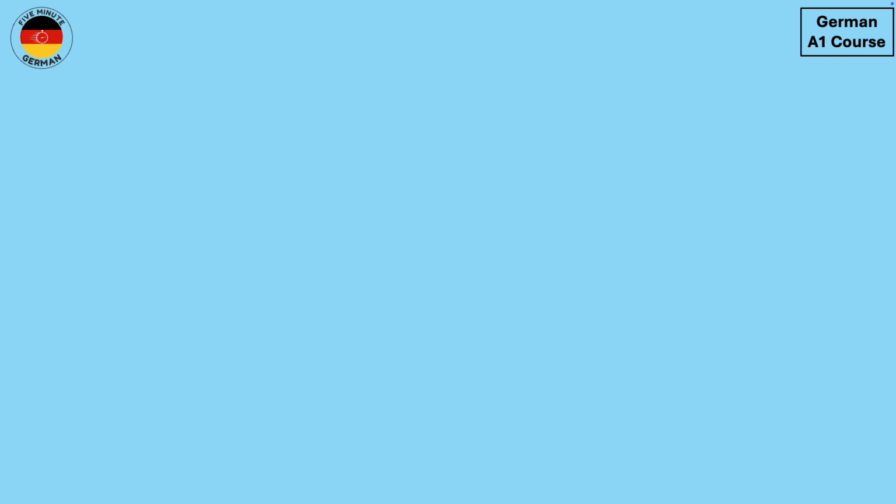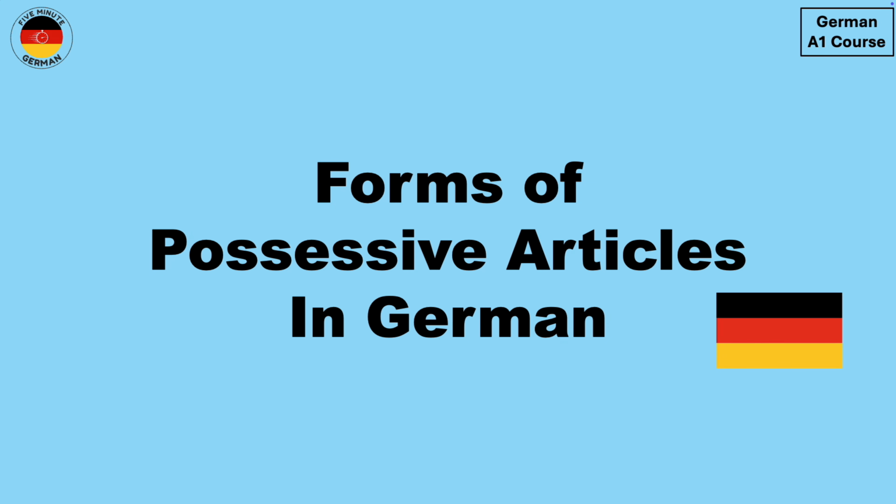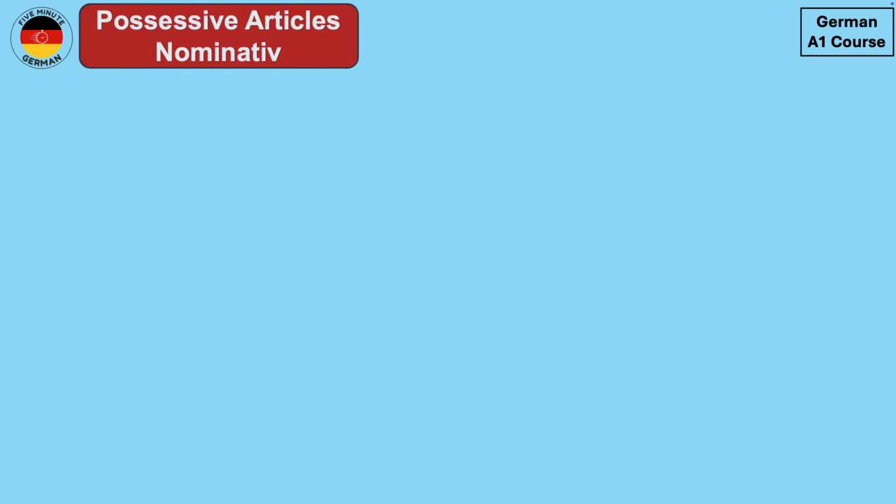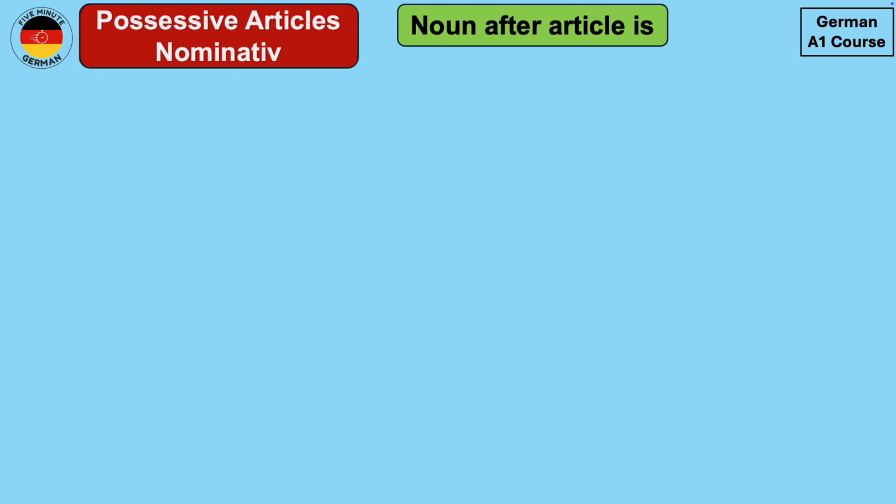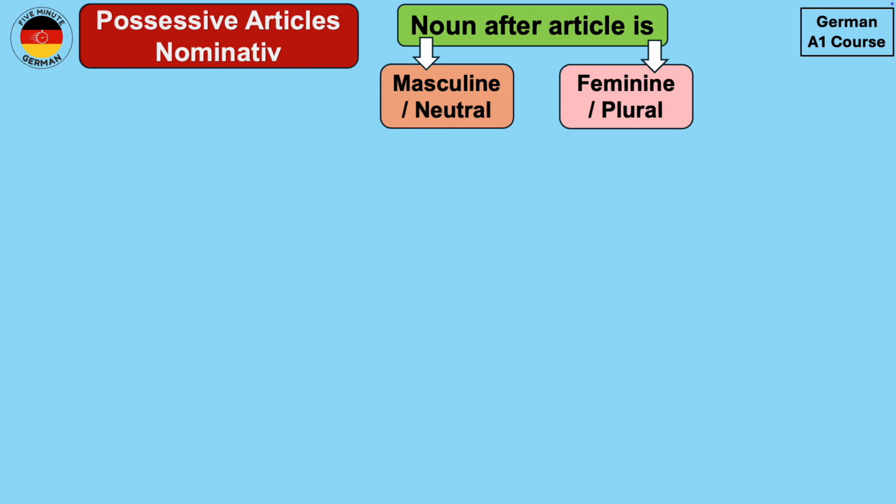Now let's take a look at the forms of possessive articles in German. For the possessive articles in nominative, the form depends on the noun which comes after the article. Now if the noun after the article is masculine or neutral, then the form will be different, and if it is feminine or plural, then the form will be different.